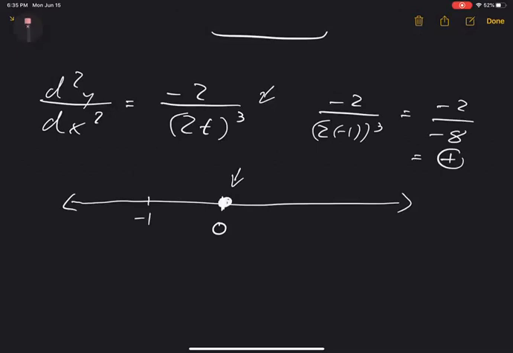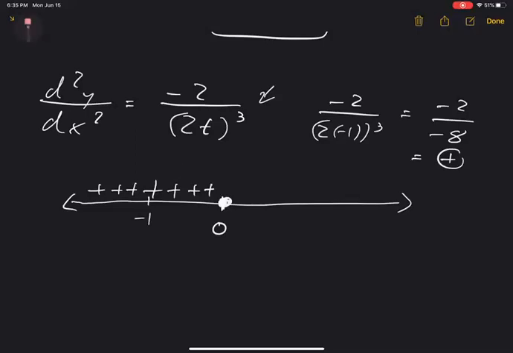So that means this point is positive, and all the other points in the same section are going to be the same sign. So everything to the left of 0 is positive. Now let's test this right section. Just because the left section is positive doesn't mean this section is automatically negative. We have to test them individually.